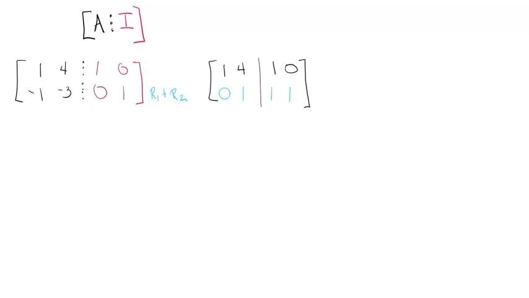It's a 0 and a 1 on the left side. But the top row is a 1 and a 4, and I don't want that 4 to be 4. I want it to be 0. So I need to change it. How am I going to do that?